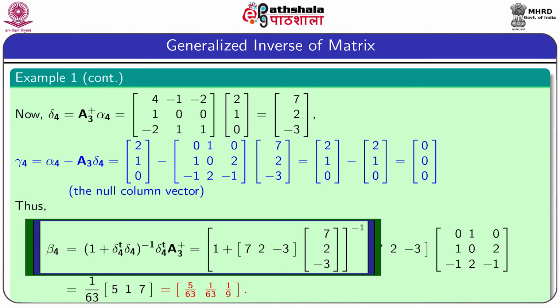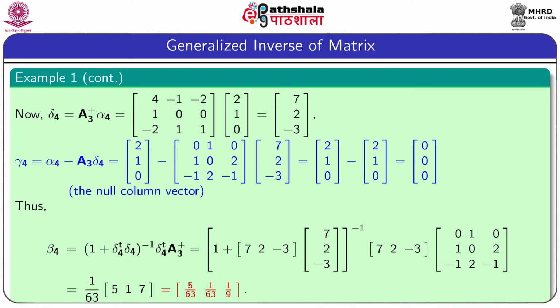Thus, the vector beta 4 is calculated by the formula: inverse of the matrix 1 plus delta 4t into delta 4, into delta 4t into A3 plus. After simplification it reduces to 1 by 63 into a row vector whose elements are 5, 1, 7, and it is equal to 5 by 63, 1 by 63, 1 by 9.